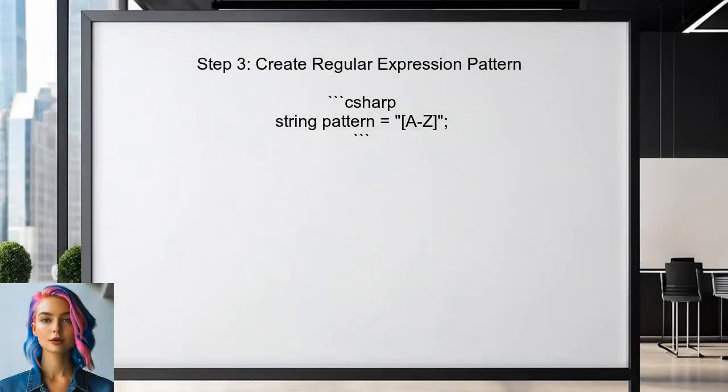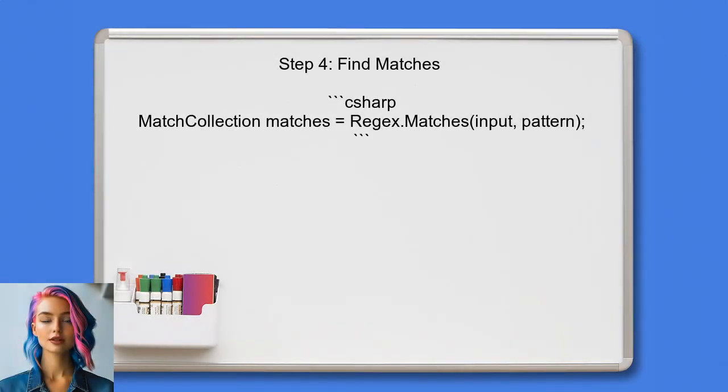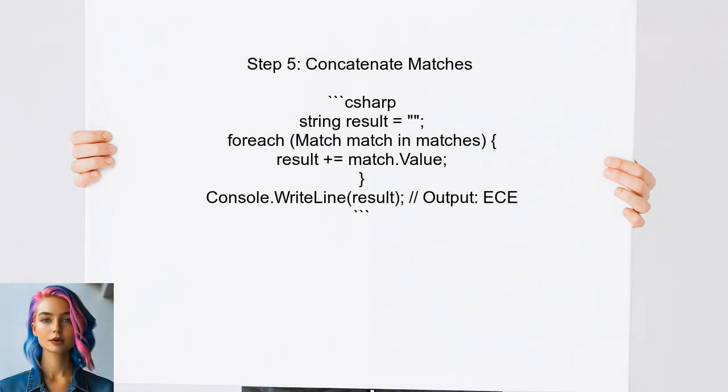Now, the user can create a regular expression pattern to match all capital letters. The pattern should look for any uppercase letter from A to Z. After defining the pattern, the user should use the regex class to find all matches in the input string. This will return an array of capital letters. Finally, the user can iterate through the matches and concatenate them to form the output string, which will contain all the capital letters found.